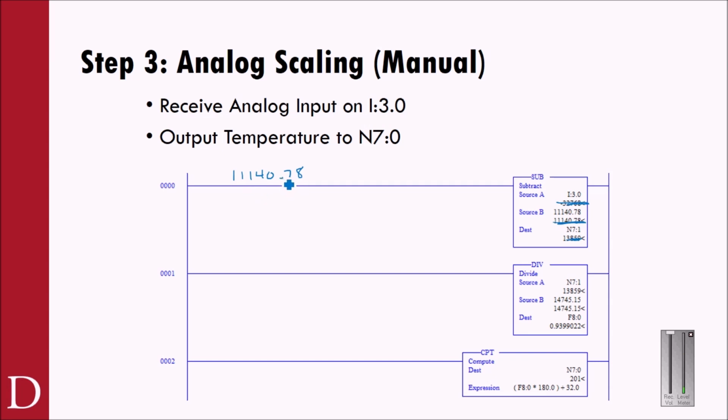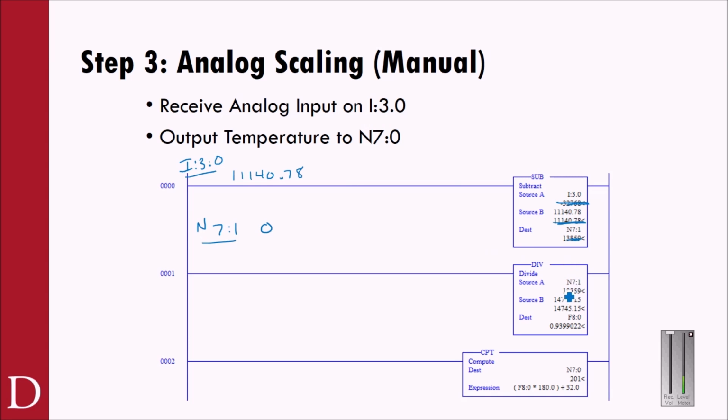Again, I don't like this because we're not using an integer, but that's fine. I subtract 11,140.78 from that. What's going to be stored in N7:1 is going to be 0. So this is what was in I:3.0, and that's what gets stored in N7.1.